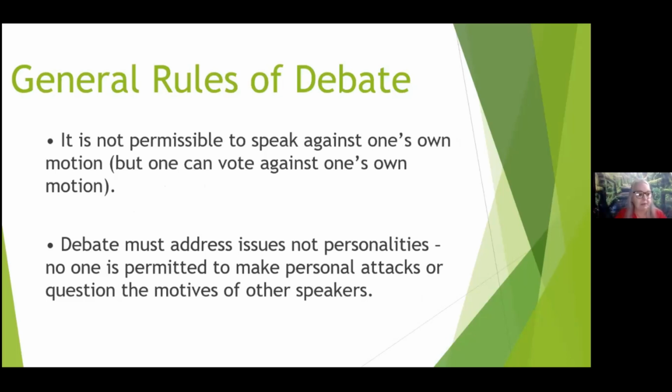So if you stood up and said, I make a motion that we have a Halloween event, and then it's time to talk about it, you can't stand up and say, well, I don't know why we're celebrating Halloween, or I don't know why we're having a Halloween event. You shouldn't have made that motion to start with. But you can vote against it.